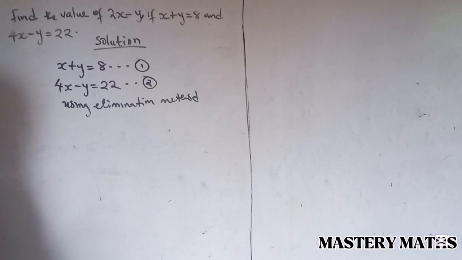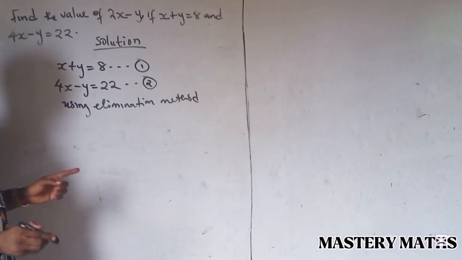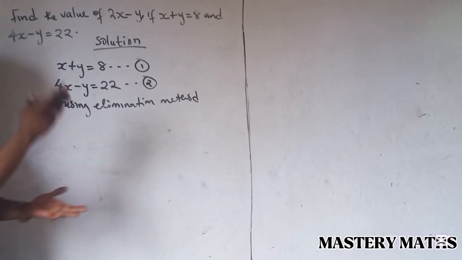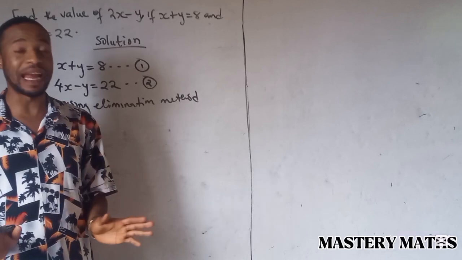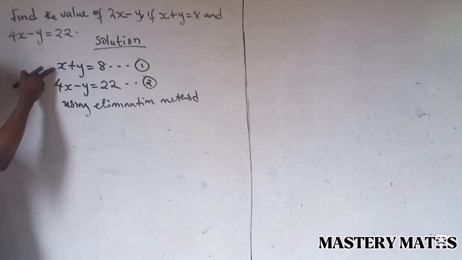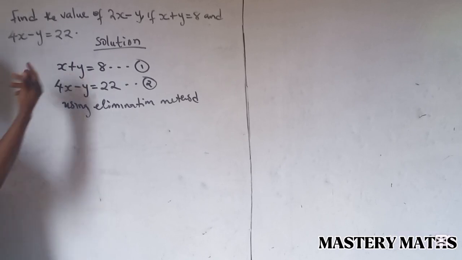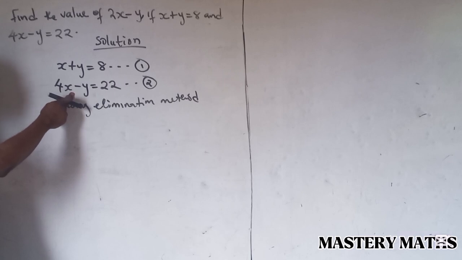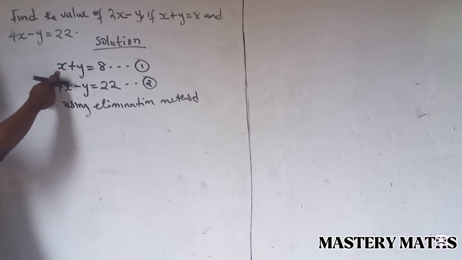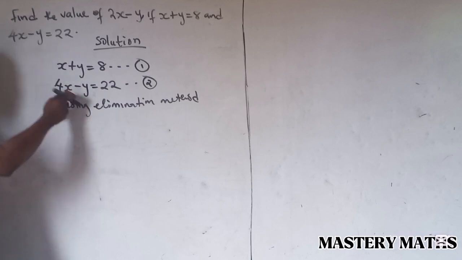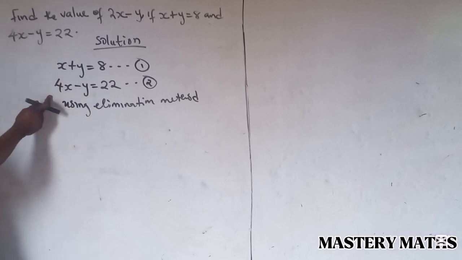Now, when using the elimination method, there are things you need to be aware of. First of all, before using the elimination method, make sure that the x part is balanced. If you look at the board now, in equation 1 the x part has 1, which is x, while in equation 2 you have 4x. Equation 1 doesn't have a coefficient, only a variable, but equation 2 has a variable and a coefficient. Now it's not balanced, so we cannot eliminate.